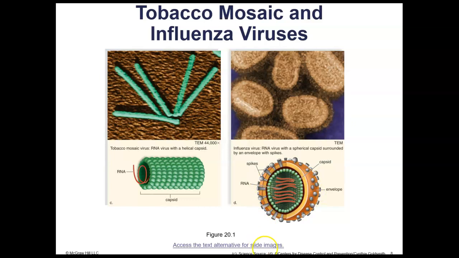And within the envelope are spikes, and it is these spikes that enable the host cell to recognize the flu virus, and enable it to infect the host cells, which are in our respiratory tract. So we have 4 viruses that you need to be able to identify just by looking at the illustrations. Then we're going to move on.